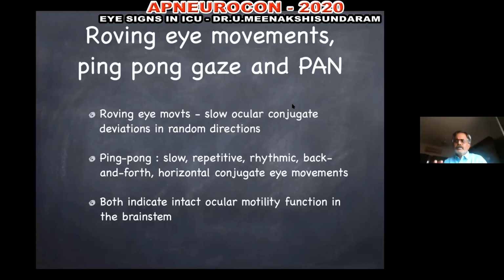Ping-pong is about playing table tennis. It's a slow, repetitive, rhythmic back and forth, like somebody serving, somebody returning. These are again horizontal, but they are repetitive and rhythmic. Both indicate intact brainstem function, but there is some extraneous problem that is causing the patient to be unconscious. So these are mostly seen in unconscious patients.